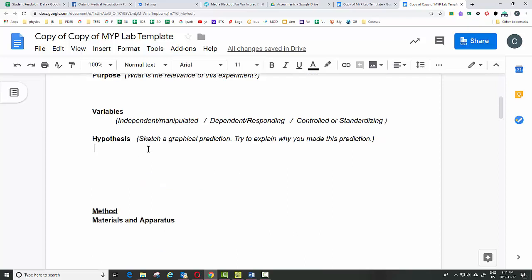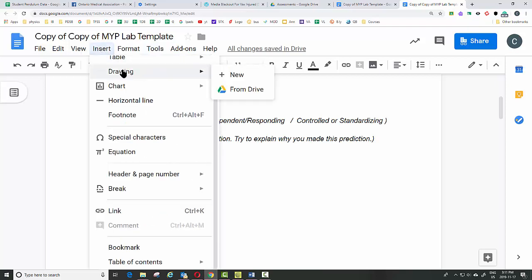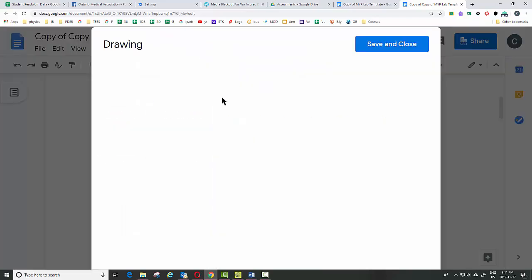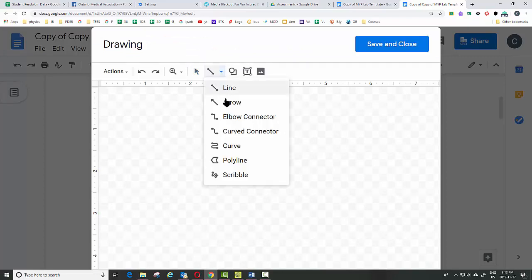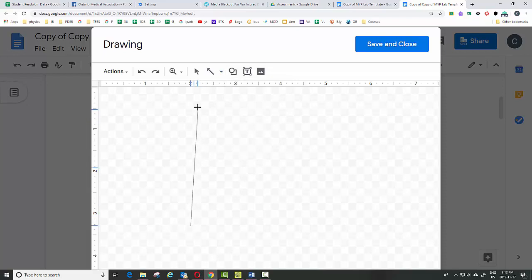One of the things that you're going to want to do, and I'll show you at a later date how to do this well, is to make a sketch graph, a graphical prediction as to what your graph is going to look like. And the easiest way to do that is to insert a drawing. So you're going to do a new drawing, say, using Google Draw. It's going to be just a sketch graph, so it doesn't need to have numbers on it. You're just saying what the shape of the graph is going to be like.